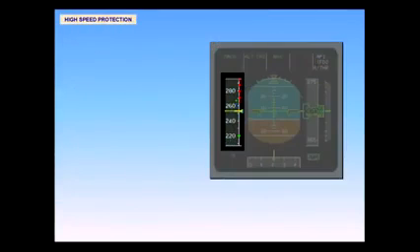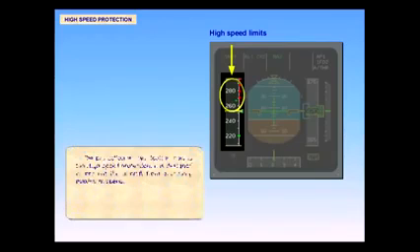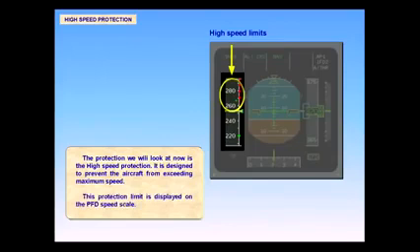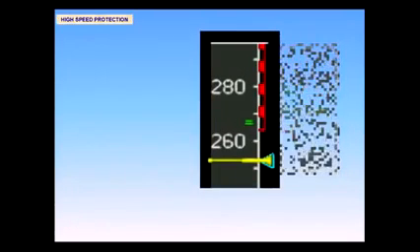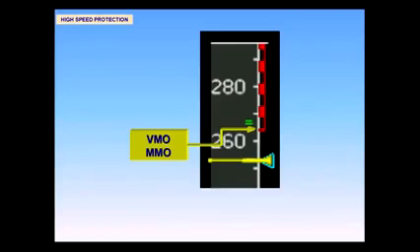The protection we will look at now is the high speed protection. It is designed to prevent the aircraft from exceeding maximum speed. This protection limit is displayed on the PFD speed scale. VMO/MMO is shown at the bottom of the red-black barber pole. Green dashes indicate the speed at which the protection is activated, plus 6 knots.